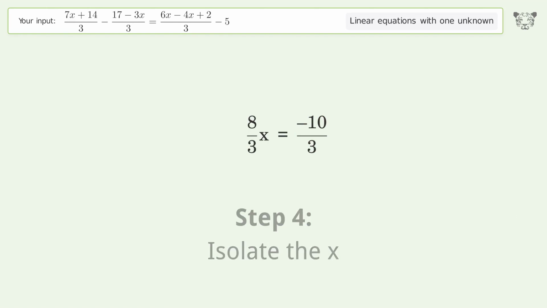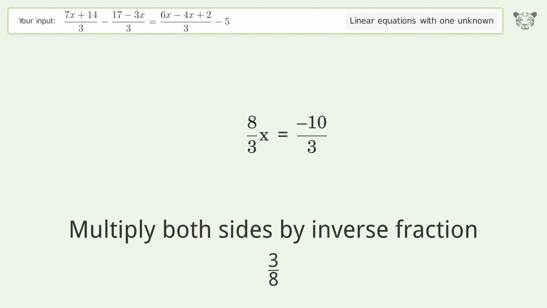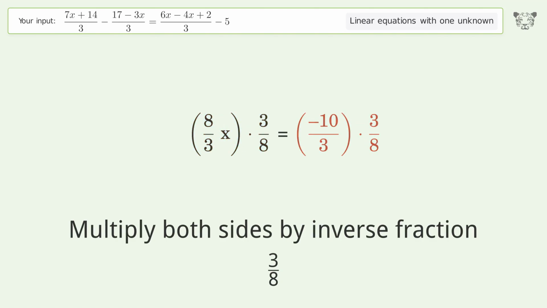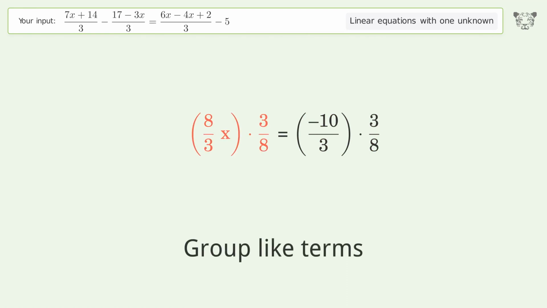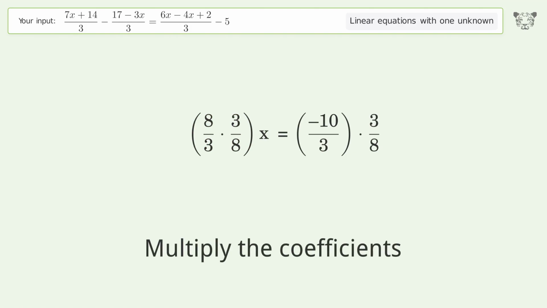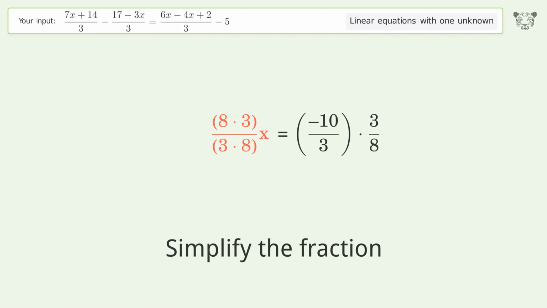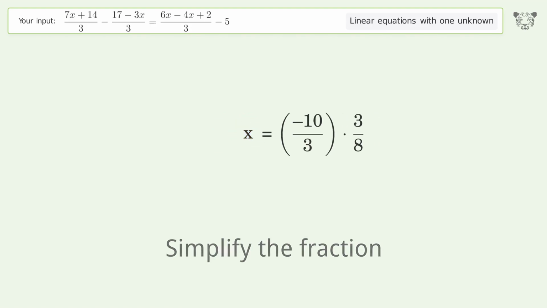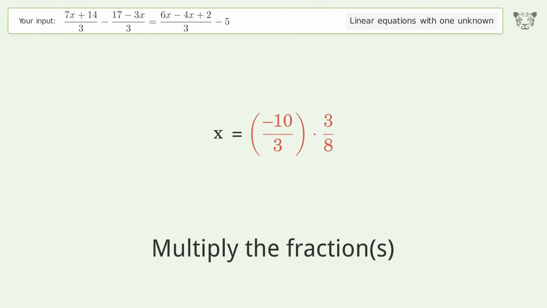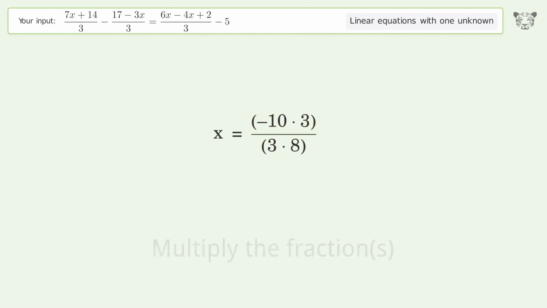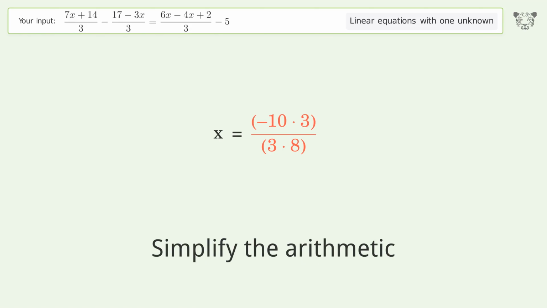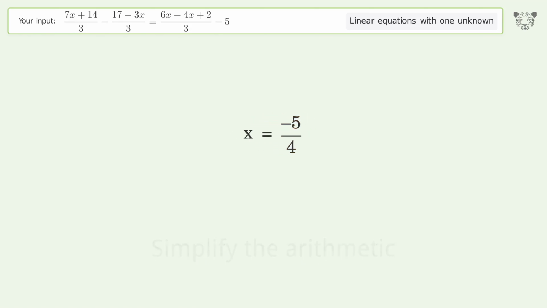Isolate the x. Multiply both sides by the inverse fraction 3/8. Group like terms. Multiply the coefficients. Simplify the fraction. Multiply the fractions. Simplify the arithmetic. And so the final result is x equals -5/4.